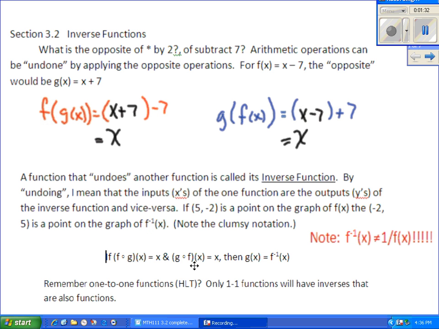So, the formal definition of an inverse function is if you take the composition of the two functions and the result is x, then those functions are inverses of each other. And do you remember what we talked about, one-to-one functions and the horizontal line test, back in Chapter 2? Or was it Chapter 1? Chapter 2. Only one-to-one functions will have inverses that are actually functions.